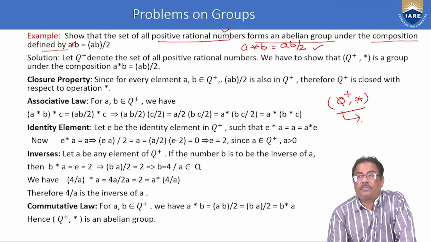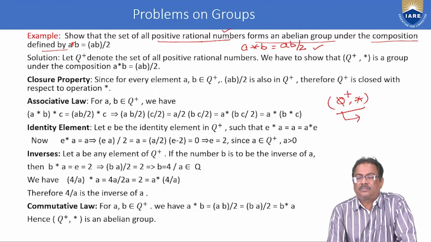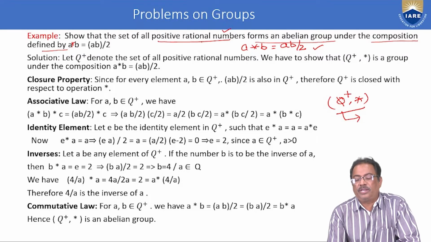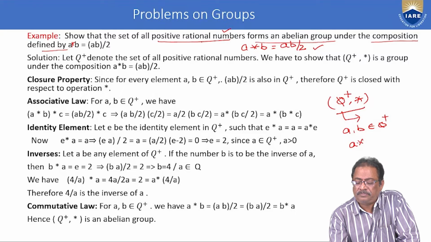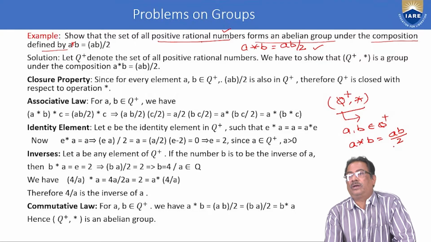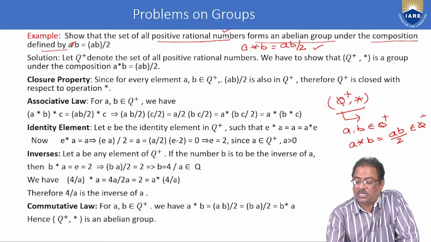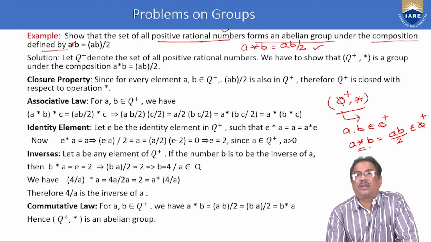If I am taking two rational numbers, then the product is also a rational number. So A, B are any two elements. If A, B belong to Q plus, positive rational numbers, then AB is also a rational number. Then AB by 2 is also a rational number, which is obviously a positive rational number, so it belongs to Q plus. So I can say that star is closed.